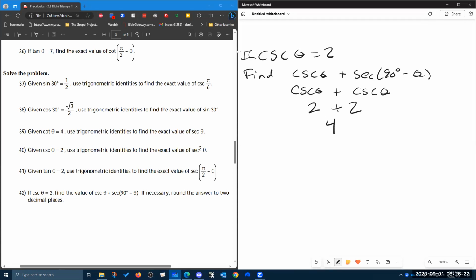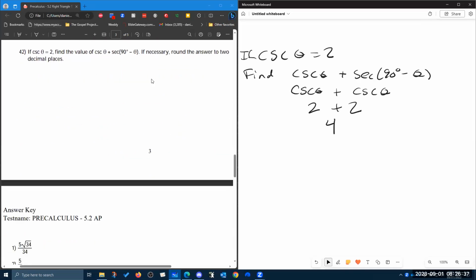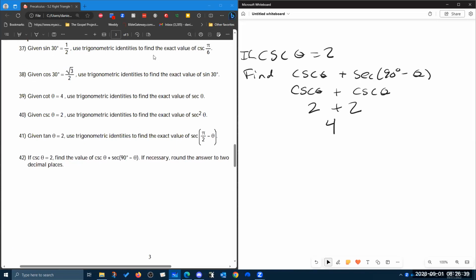So we had to use our complementary angle theorem at first to get them both in terms of theta. And then they were both equal to cosecant. So I made the substitution for both of them, and 2 plus 2 is 4. Yeah, that's my last problem for this section.